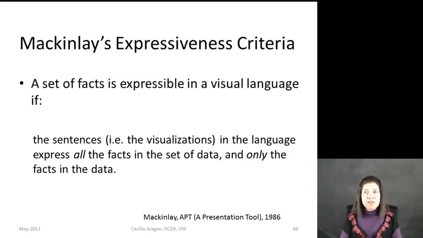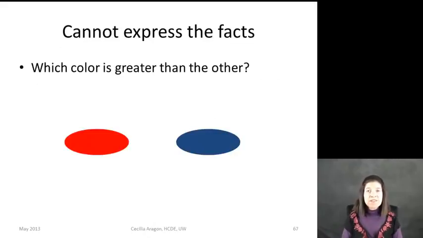Mackinlay defined expressiveness in the following manner. He said a set of facts is expressible in a visual language if the sentences, i.e. the visualizations, in the language express all the facts in the set of data and only the facts in the data. So what does this mean? Well, using color hue, we cannot express the fact that one item is greater than another. So color hue simply can't represent ordinal or quantitative data. It's best used for nominal data.